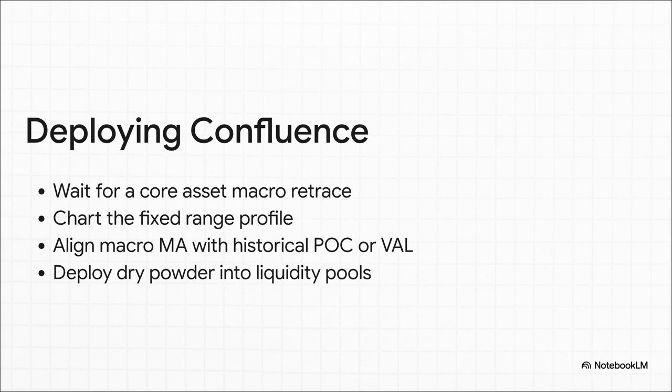Here is your exact execution playbook. First, you wait for a high-quality asset to retrace during a macro cycle expansion. Once that happens, chart your fixed range profile to find that key confluence zone. Next, you simply align a macro moving average, remember our lesson from day 119, perfectly with the historical point of control or a value area low. When those factors align, boom, you've found a deep institutional liquidity pool waiting to absorb the asset. That is exactly when you deploy your dry powder from day 102, giving yourself an elite margin of safety. It is flawless, structural execution.